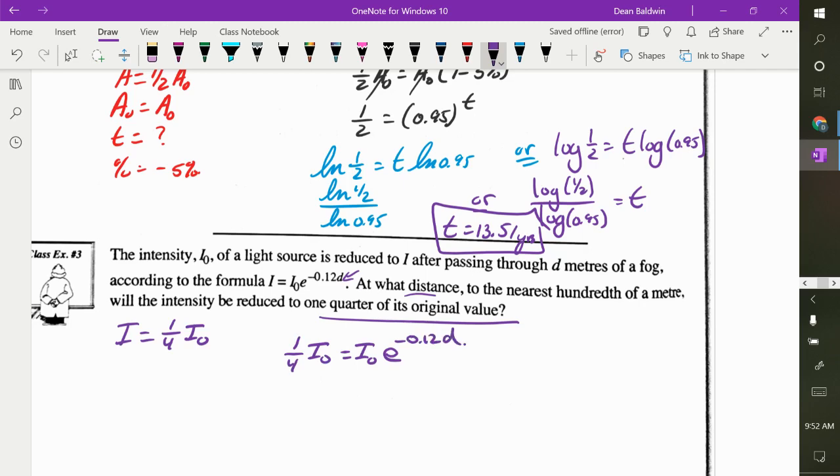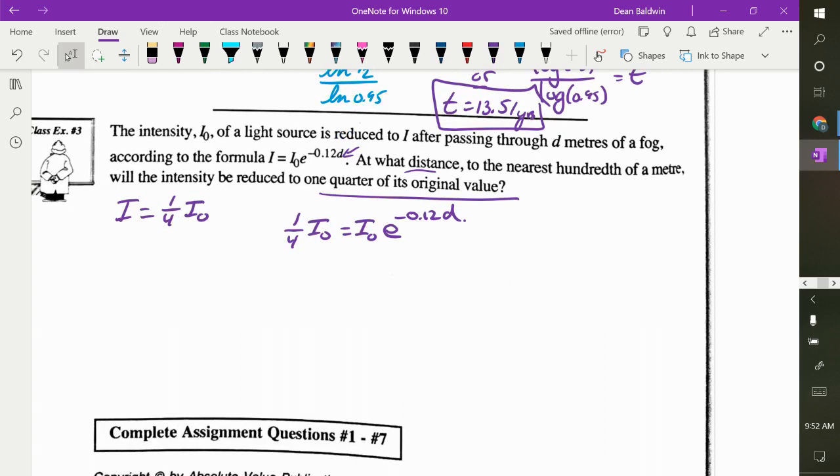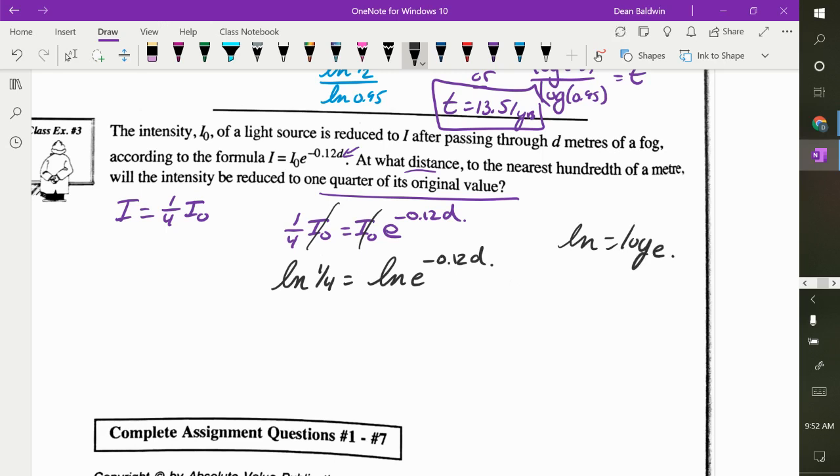Now, the I naughts will go away, correct? As soon as you see the letter E, what is it screaming at you to use? Natural log. When you natural log the letter E, what happens to all that right-hand side? It dies. It's just the exponent, right? Because remember, natural log is log base E. So really, it's just natural log of 1/4 is equal to negative 0.12 D.